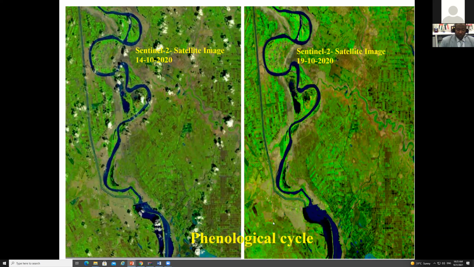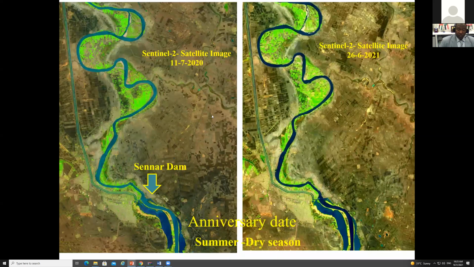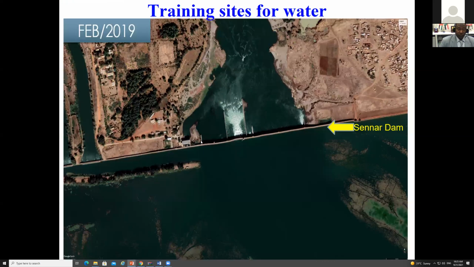So we have to pay attention to the phenological cycle in selecting the satellite image date that is suitable for analysis. We prefer to take the summer. It is the same area, but there is no vegetation cover and also there is no cloud. This will help us in the classification of the land use.